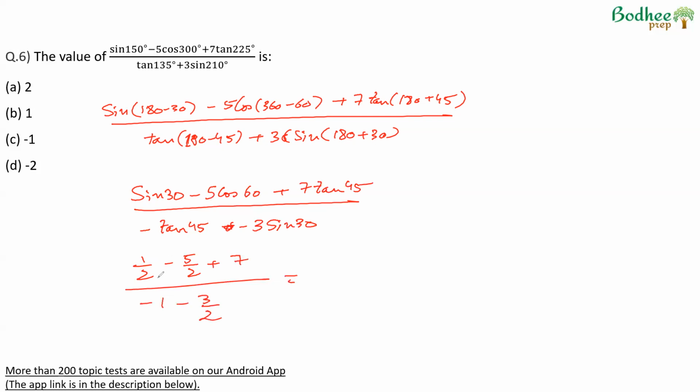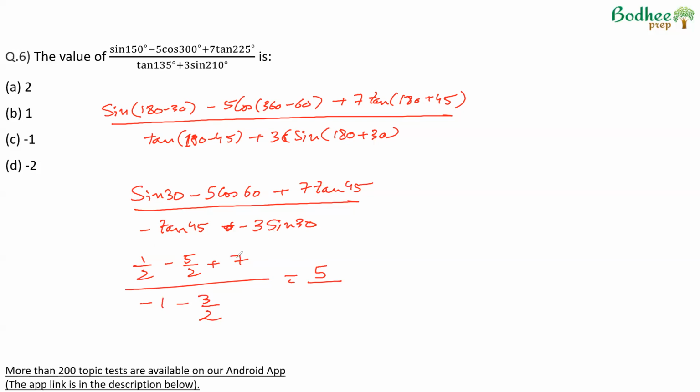This is what we are solving for. 1 by 2 minus 5 by 2 is minus 2 plus 7, which is 5. 1 by 2 minus 5 by 2 is minus 2. Minus 2 plus 7 is 5.